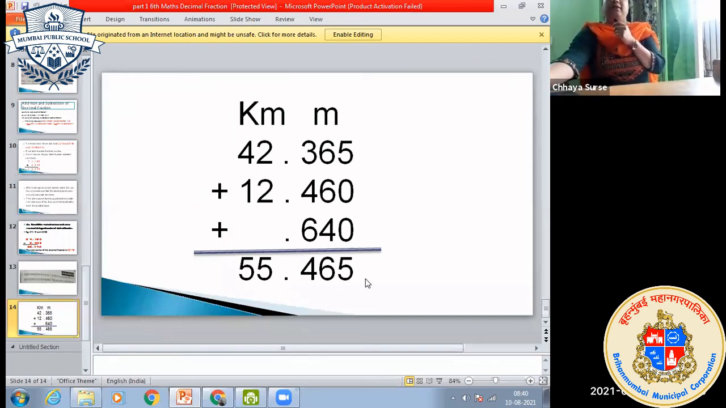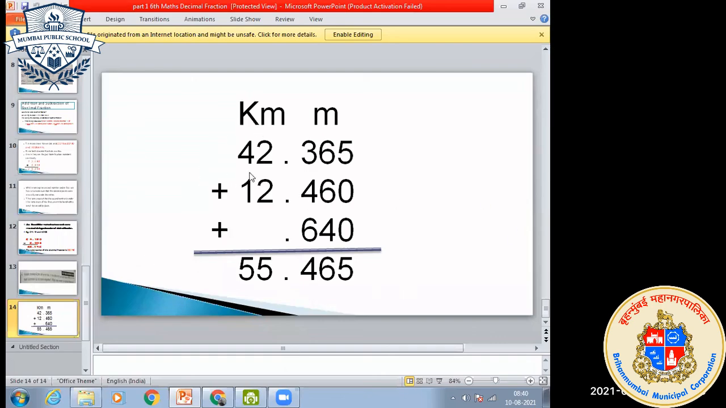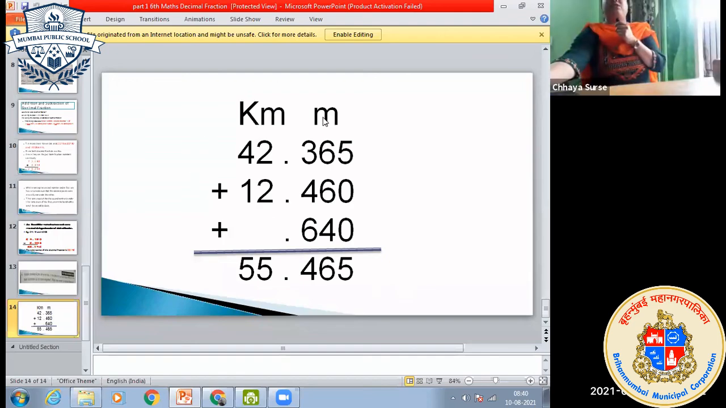Understood, students? In this way, we add word problems of decimal fractions. This is called the decimal fraction. So all of you understood about decimal fractions, addition and subtraction. In this chapter, we learned about the addition and subtraction of decimal fractions. Any doubt? Is the difference between decimal fractions and common fractions clear?